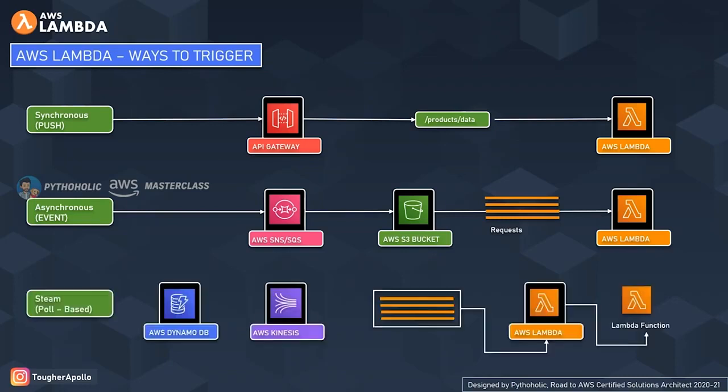The third one is poll based, where you can see we have the Lambda polling for the changes from the Kinesis data streams, which is stored in the AWS DynamoDB, and once it receives the data, it will be processed by AWS Lambda. So as you can see, we have AWS Lambda polling the data streams from Kinesis, which in turn pulls from DynamoDB, and once it receives the data, it performs the operation.